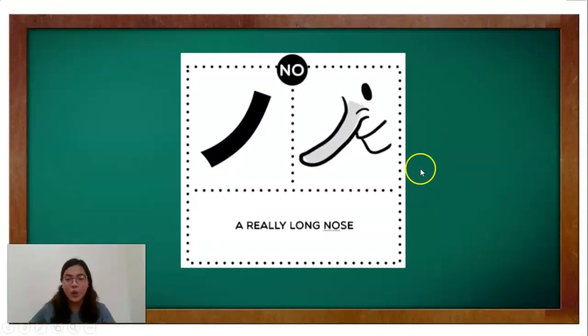Okay, next is no. Think of a really long nose. So no as in nose. Okay, and that's the end for this row. Let's do the quiz time.